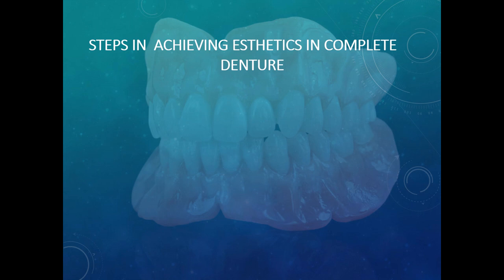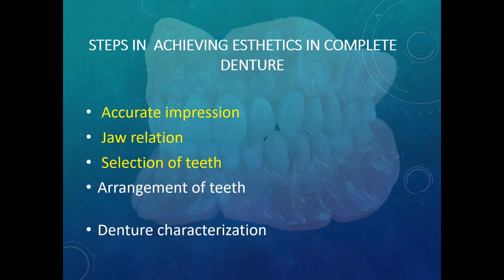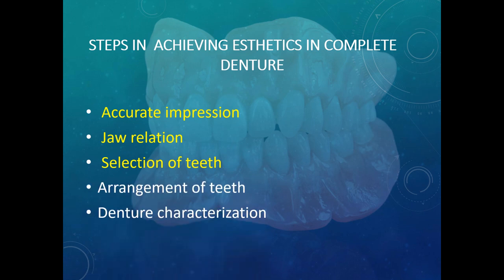So in the last segment, we have discussed the steps in achieving aesthetics in complete denture, the first three stages, that is the importance of accurate impression, the jaw relation, the importance of vertical dimension, and also teeth selection in providing aesthetics. And next, we have to discuss the arrangement of teeth as well as denture characterization.